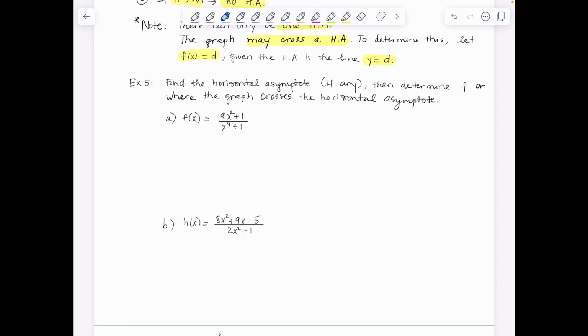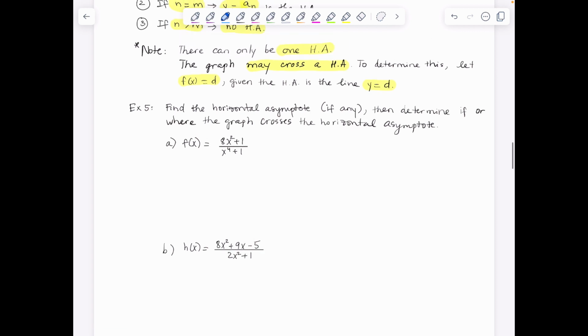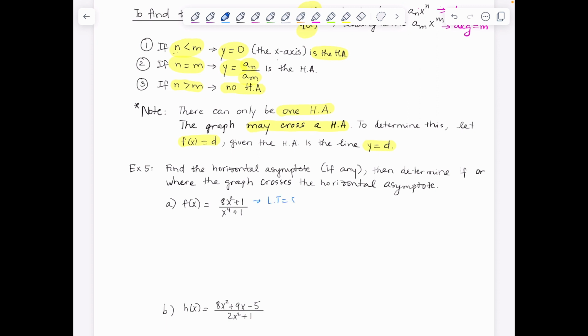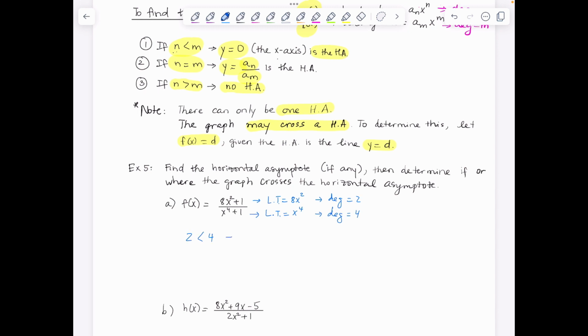Find the horizontal asymptote, if any, then determine if or where the graph crosses the horizontal asymptote. So let's determine the leading term for the numerator. The leading term here is 8x squared. The leading term for the denominator is x to the 4th power. So the degree for the numerator is 2 and the degree for the denominator is 4. Since 2 is less than 4, we're looking at the first scenario. So therefore, y is equal to 0. It's automatically the horizontal asymptote.